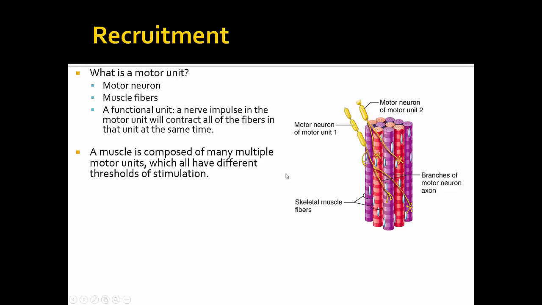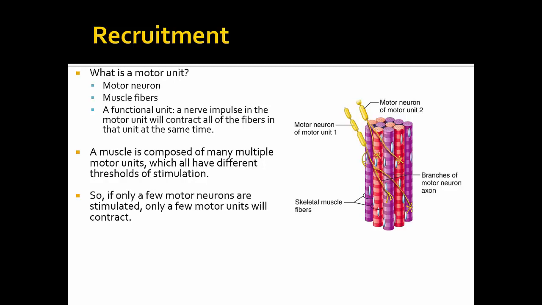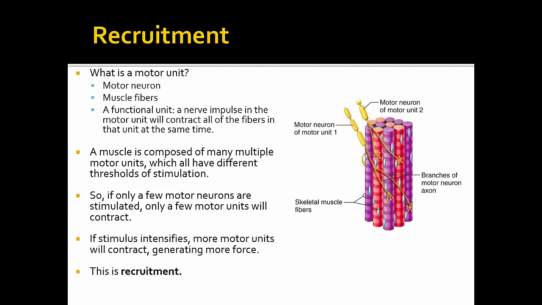But a muscle is composed of lots of different units and they all have different thresholds of stimulation. So, if only a few motor neurons are stimulated, only a few motor units will contract. If the stimulus intensifies, more motor units will contract, generating more force. And this is called recruitment.